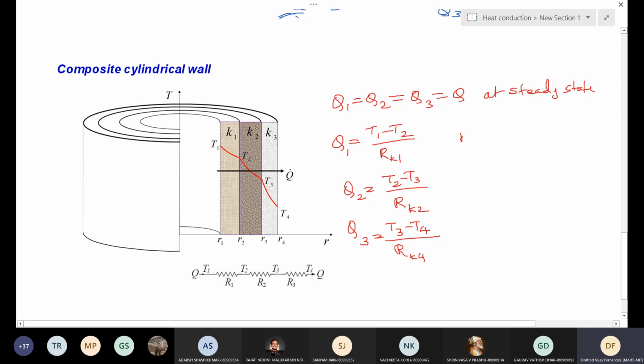And what is RK1, RK2, RK3? You have to tell me. This is a cylindrical wall, so that formula should immediately come to your mind. What is RK1? ln. Write it again and again, because you will be using this multiple times. You should not confuse the resistance formulas. Tell me.